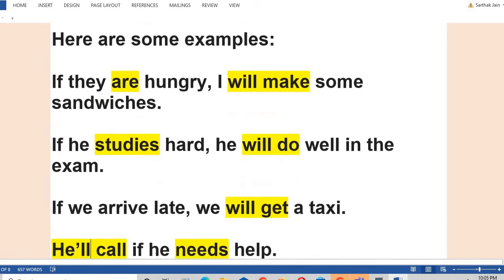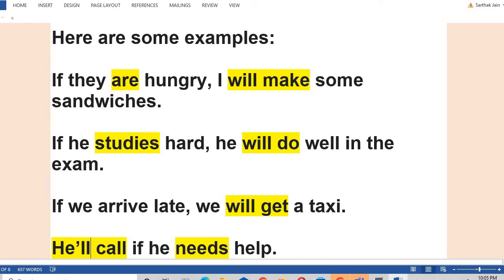Now see the example. If they are hungry, I'll make some sandwiches. Now you can see the highlighted words in yellow. If clause will have simple present tense and the main clause is having simple future. If he studies hard, studies simple present, he will do well in the exam, will do simple future. If we arrive late, simple present, we will get a taxi, simple future. Everywhere you will notice this form.